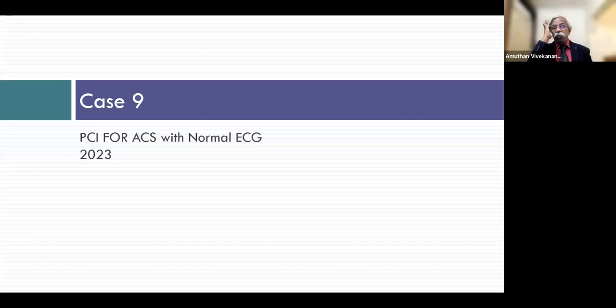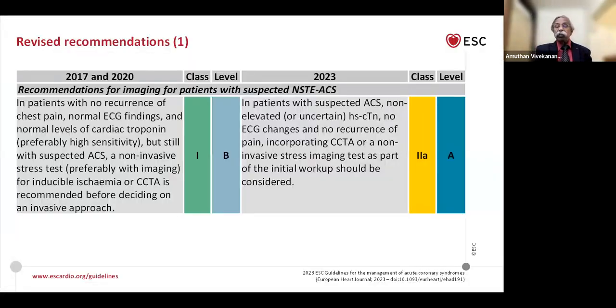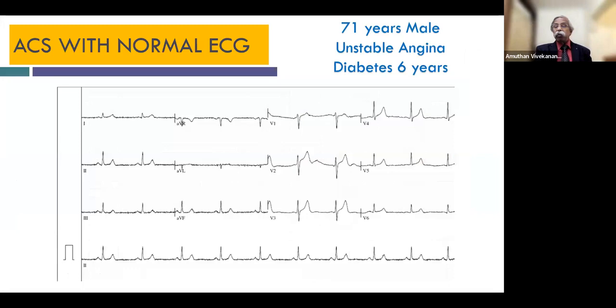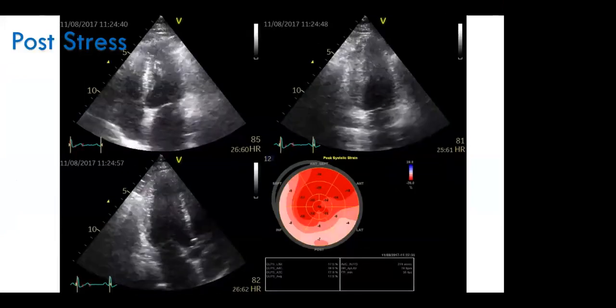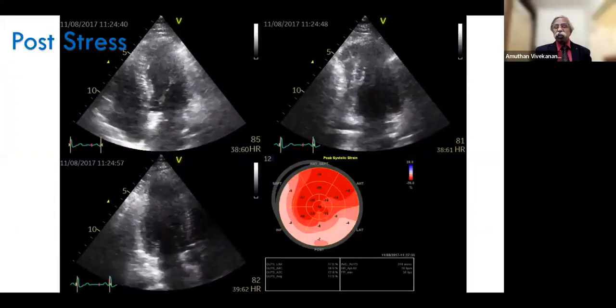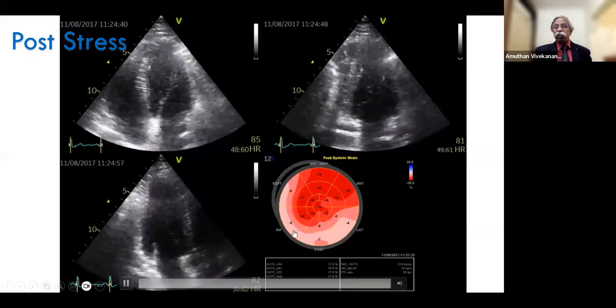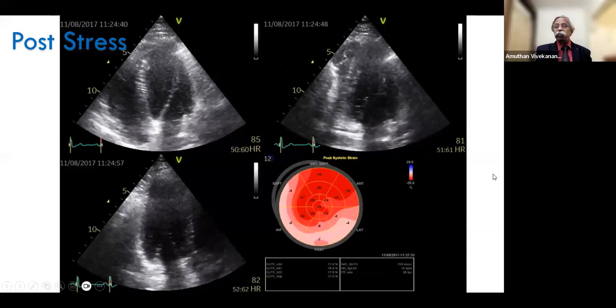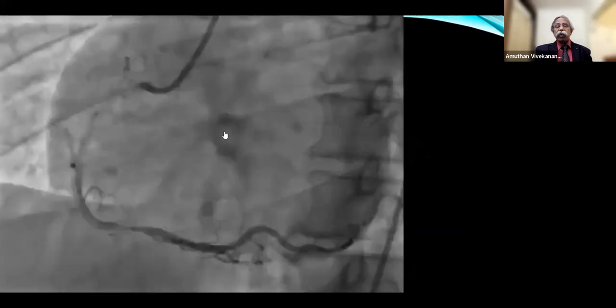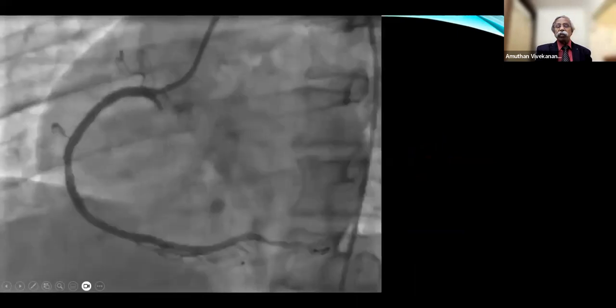This is another case, a patient with normal ECG, a 71-year-old with unstable angina and diabetes. This is the basal, and this is the immediate post-stress: the inferior septum, inferior wall, and inferolateral wall. You see the marked abnormality which happens there. The patient has a mid-RCA as well as a distal RCA lesion, underwent angioplasty, and this is the final result. The patient is doing well.